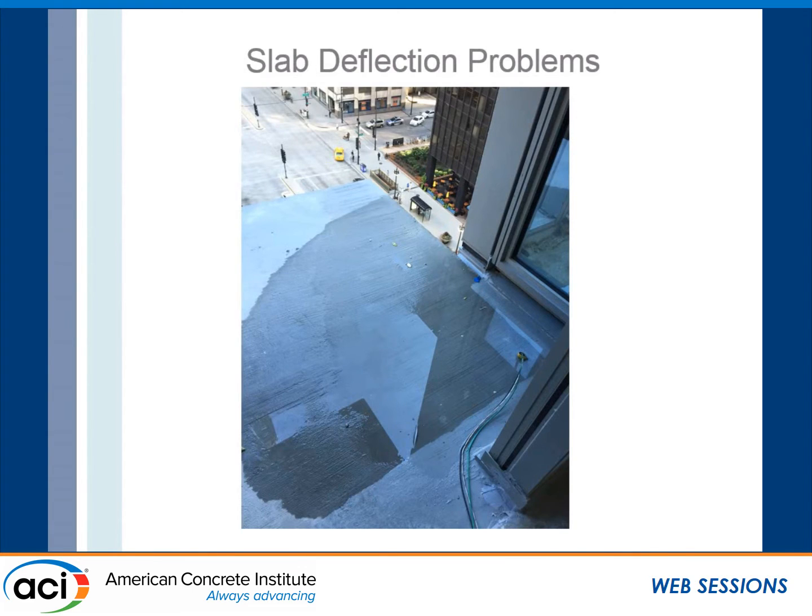Here's a photograph of a slab deflection problem. This is a back pitch on a balcony. When we placed the concrete and took our measurements after the slab was cast, the top of slab elevation was within all project tolerances, and the pitch was there. Unfortunately, because of the span, the back span, and also because of post-tensioning, it caused basically erasure of that initially cast-in slope. So we basically ended up creating a pond.